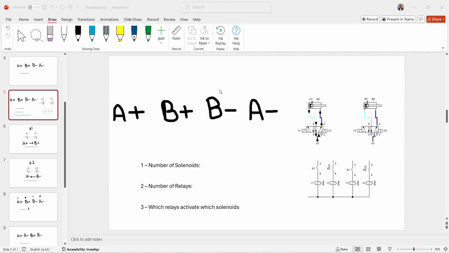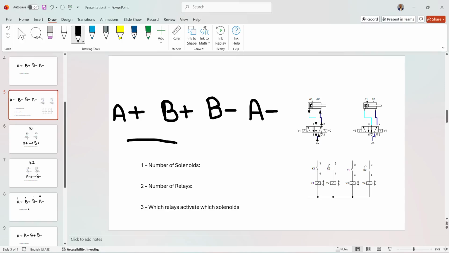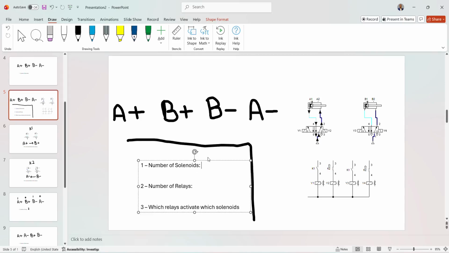In today's tutorial, we have a different sequence. We have A plus, B plus, B minus, A minus. So again, to approach this problem, we follow the same exact approach we studied before, which is answering these three questions. We start with the first question, which is the number of solenoids.